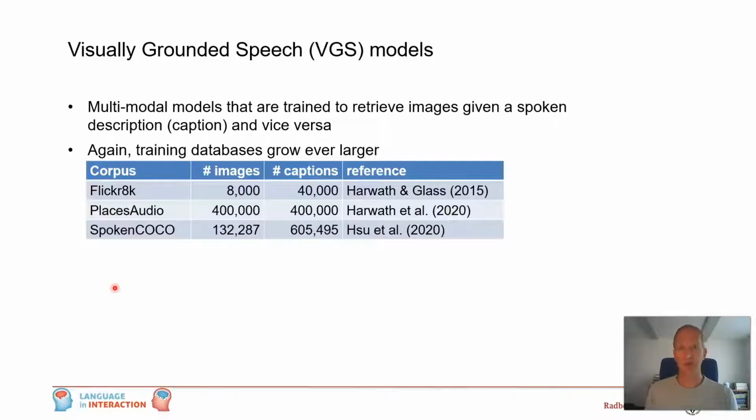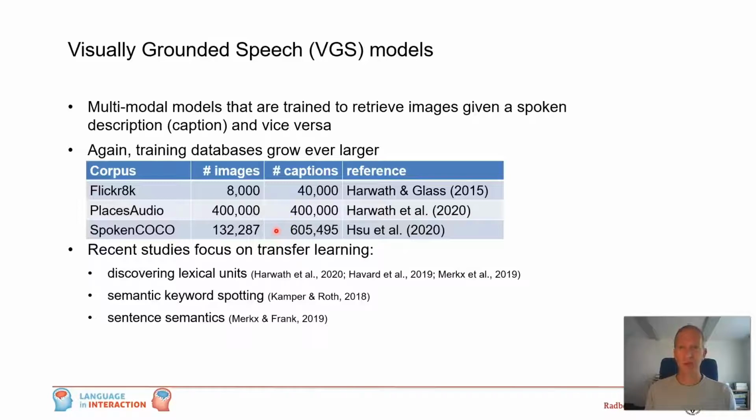These models too are trained on ever-larger datasets. A few years ago, when this kind of work was first done, the standard dataset was Flickr 8K with 40,000 captions. More recently, Places Audio has 400,000 captions, so 10 times as large, and even a higher increase in the number of images. And the most recent work that we're aware of, Spoken COCO, has over 600,000 spoken captions.